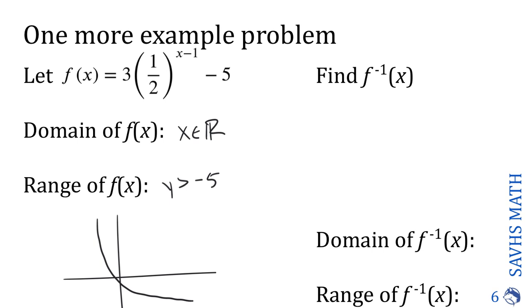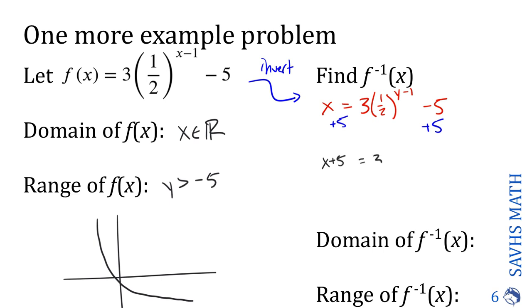So now we need to find f inverse of x. We're going to set x equal to 3 times 1/2 to the y minus 1, minus 5. That is the process of inverting. Then we need to solve for y. So we're going to add 5. I get x plus 5 equals 3 times 1/2 to the y minus 1. I'm going to divide both sides by 3. I'm going to get (x plus 5) over 3 equals 1/2 to the y minus 1.